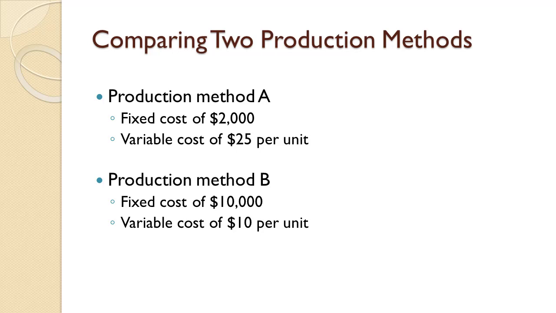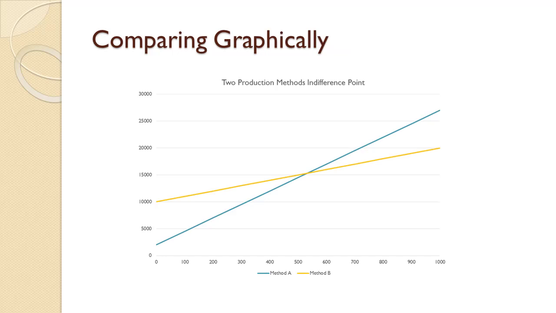For this example, production method A has fixed cost of $2,000 and variable cost of $25 per unit. Production method B has fixed cost of $10,000 and variable cost of $10 per unit. The graph on the slide shows the two cost curves. The blue line is method A. It starts at fixed cost of $2,000 and has a slope equal to the variable cost of $25.